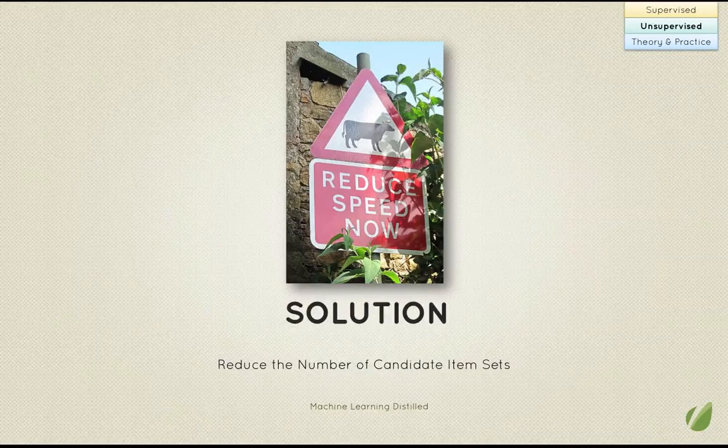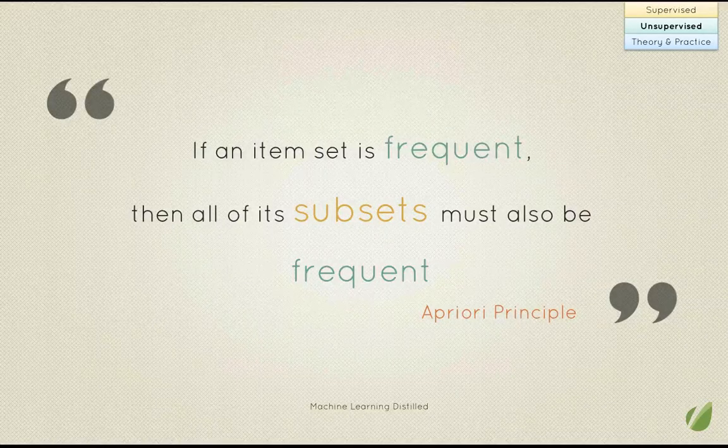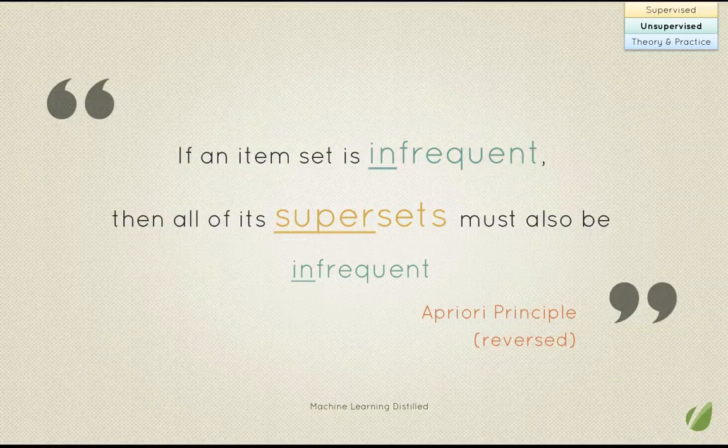Well, one approach is to reduce the number of candidate item sets, and the a priori principle gives us some insight into a smart way of doing that. The a priori principle says if an item set is frequent, then all its subsets must also be frequent. Now that doesn't really help us in that form, but if we reverse it and turn it inside out, we'll see that if an item set is infrequent, then all its supersets must also be infrequent.